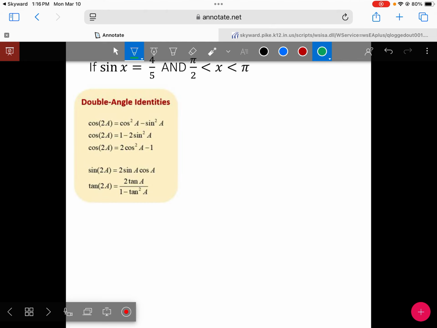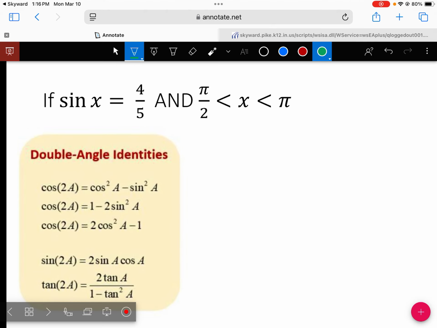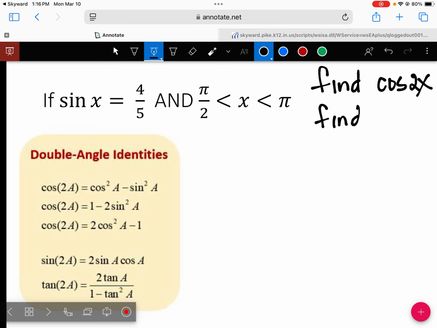All right, go ahead and copy down this example. We're going to do a cosine double angle and a sine double angle. So we're going to do 2 things. We're going to find the cosine of 2x, and then, Maya, on yours, I only did the sine, but I'm going to do both. So we're going to find cosine double angle and sine double angle.